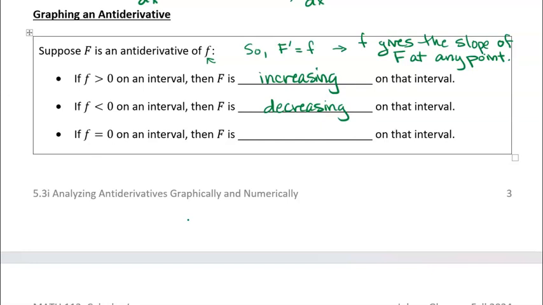If f is 0, that's telling us that the slope is 0, so capital F is constant over that interval. It gets a little confusing, except if you say capital F prime, because that's what lowercase f is. It's capital F prime, and then it makes a little more sense, I think. Capital F is the antiderivative of a function lowercase f.